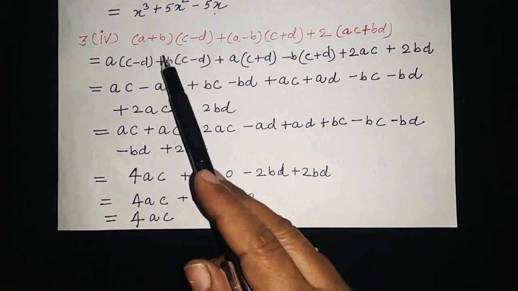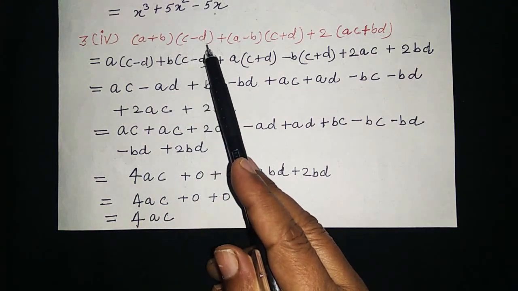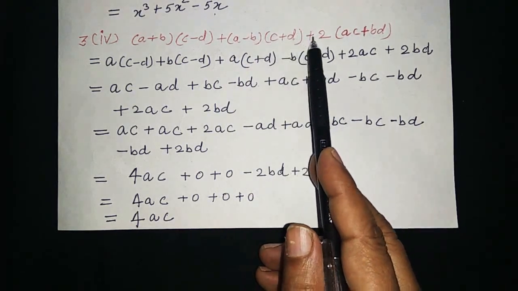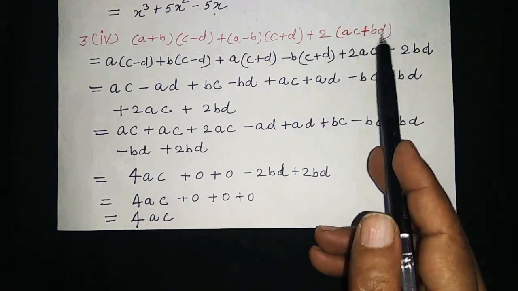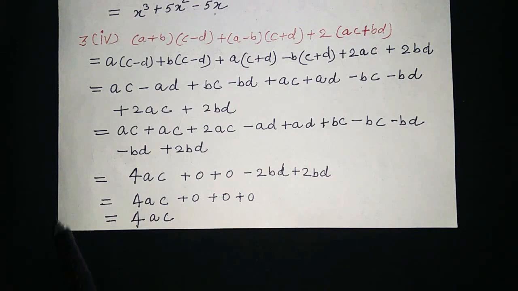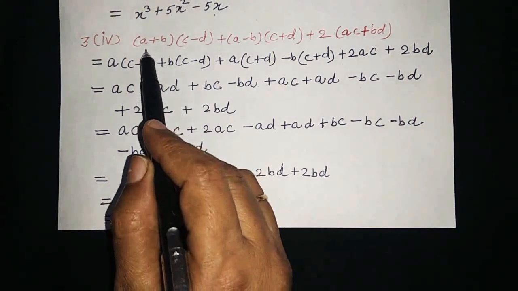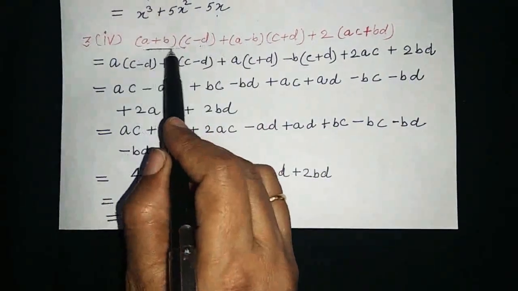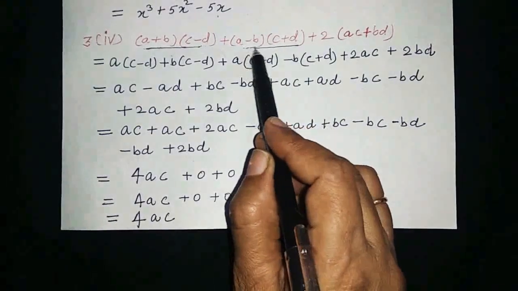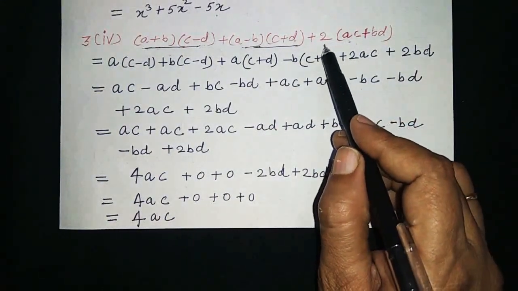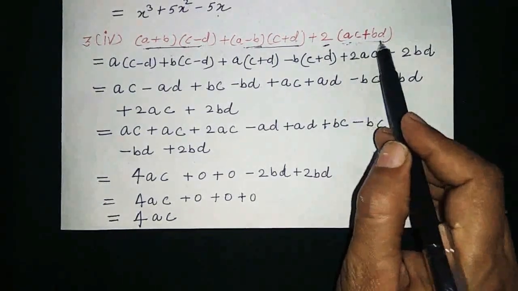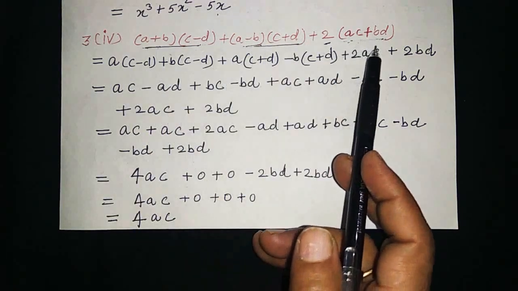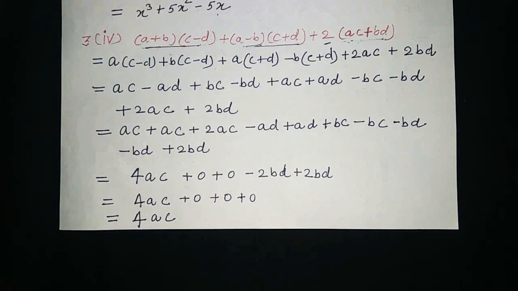Now see, (a + b)(c - d) + (a - b)(c + d) + 2(ac + bd). Now we will solve. Here you can see these two expressions are binomials, and here these two are binomials, and this is a monomial 2 and this is a binomial. First we will multiply and then we will solve it.